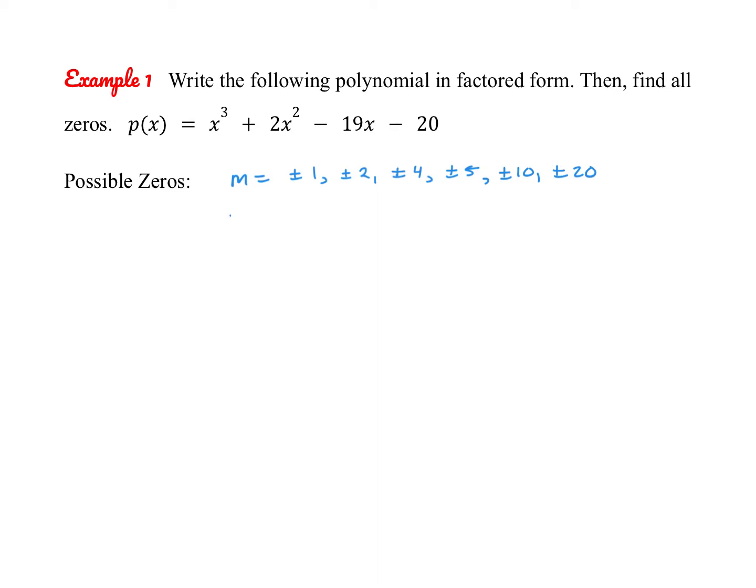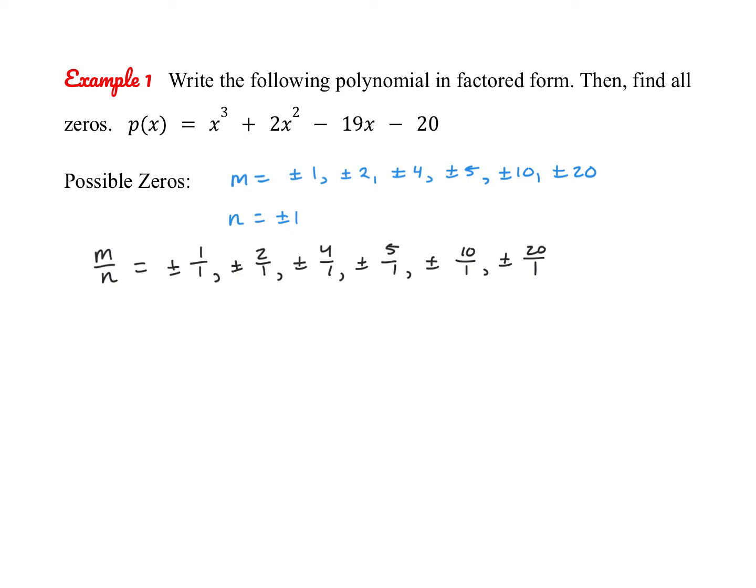And then we're going to list out all of the possible n values, which are the possible factors of your leading coefficient, which in this case is 1. So our only possibility for that is just plus or minus 1. So we list out all the possible combinations of m over n: plus or minus 1 over 1, plus or minus 2 over 1, plus or minus 4 over 1, plus or minus 5 over 1, plus or minus 10 over 1, and plus or minus 20 over 1. So here we actually have 12 possible rational real zeros to try.